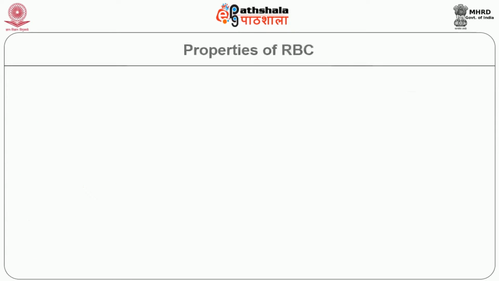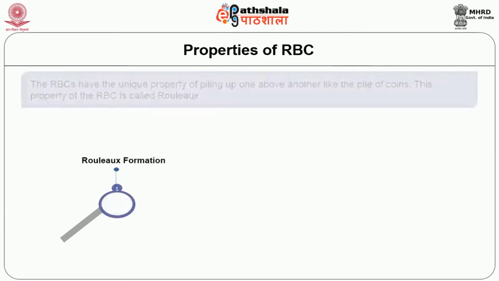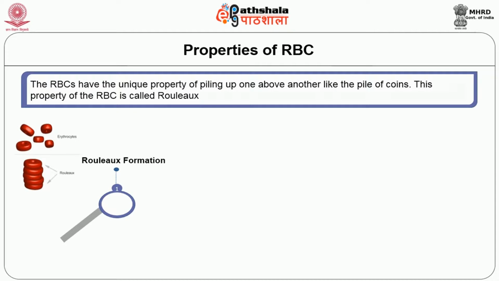Now, what are the properties of RBC? The first important property is the rouleau formation. The RBCs have the unique property of piling up one above the other like a pile of coins. This property of the RBC is what is called a rouleau. You can actually see the rouleau formation in this particular figure.